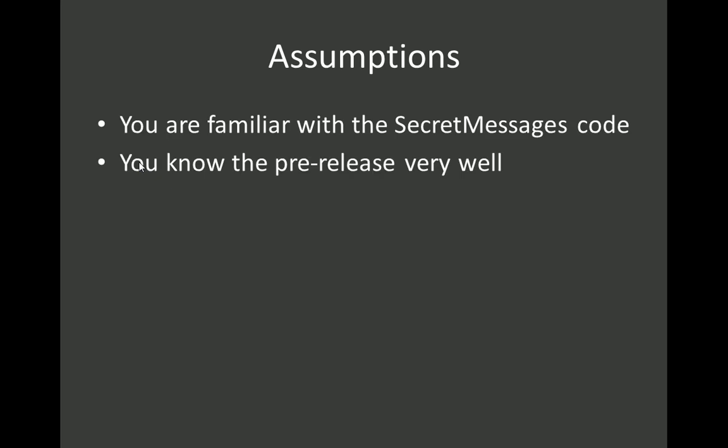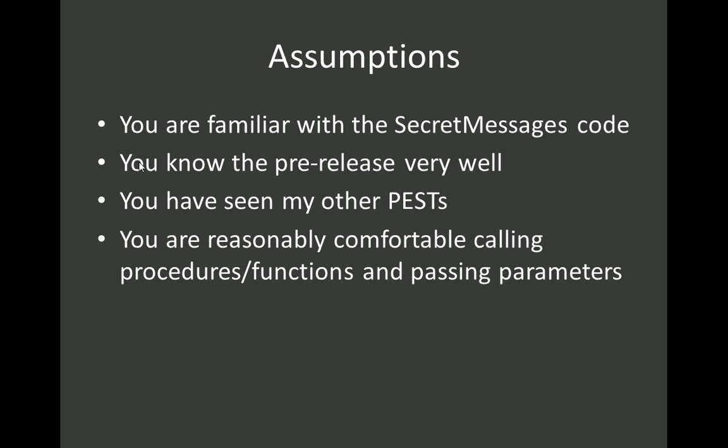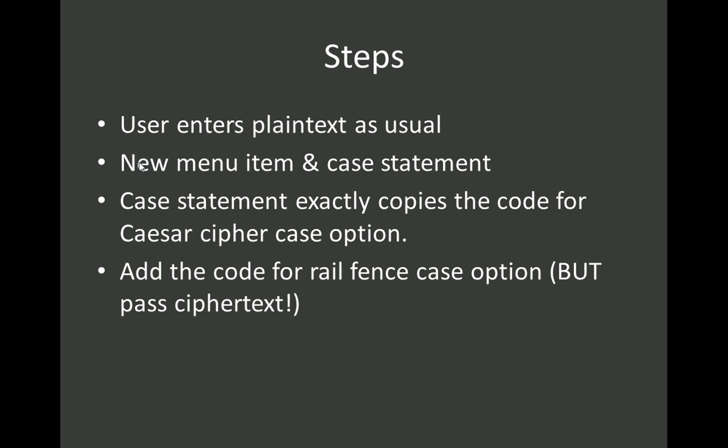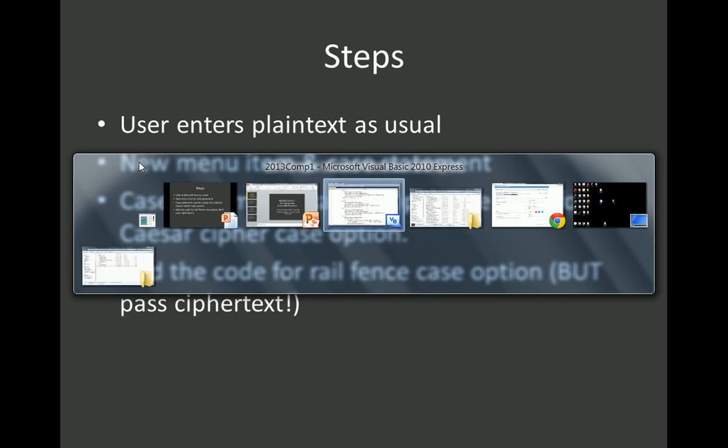So let's make sure you know the code, you know the pre-release, you've seen my other posts. You need to be pretty comfortable with procedure calling and parameter passing, but if we're going to be honest, it's just a copy and paste job. We're going to assume that the plain text gets entered as usual, there's a new menu item and case statement, and then we're just going to copy and paste with one small change in one of the parameter passes. I'm just going to do that live in VB now.